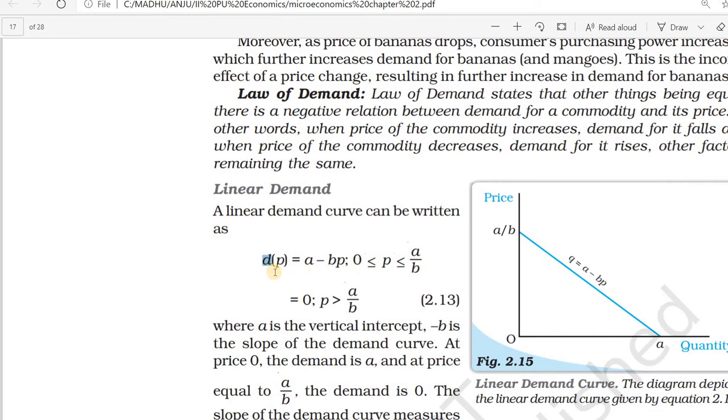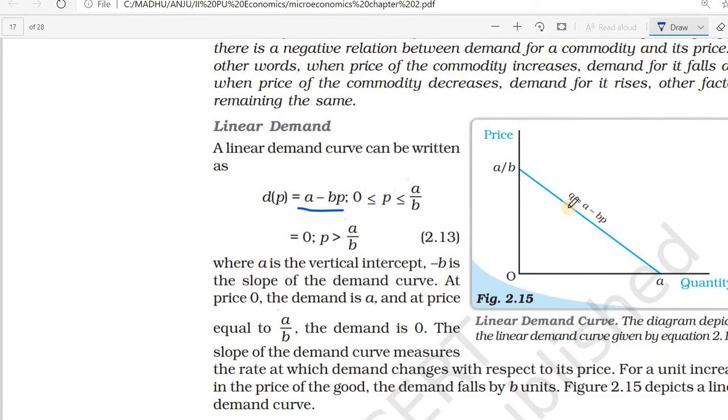Here one equation is there, Q equal to A minus BP. That is the equation where A is the vertical intercept and minus B is the slope of the demand curve. At price 0, demand is A, and at price equal to A by B, the demand is 0. Means at this point demand is 0.